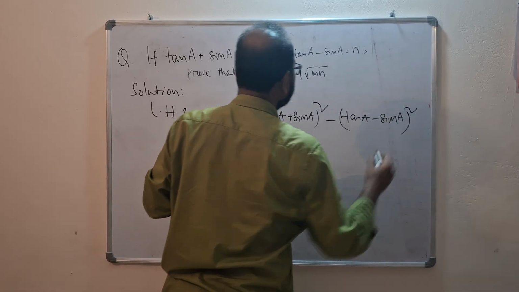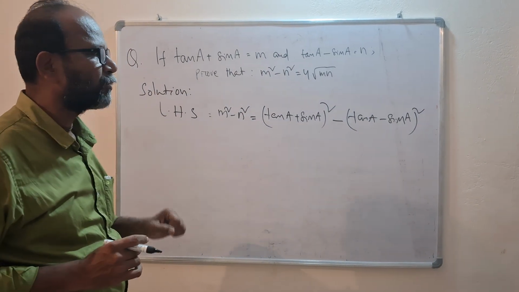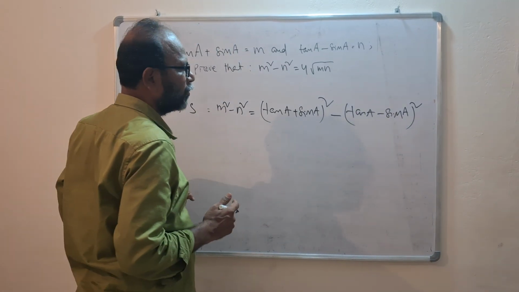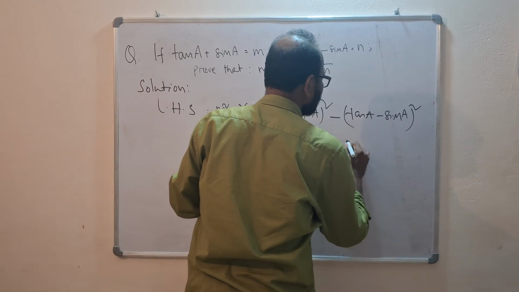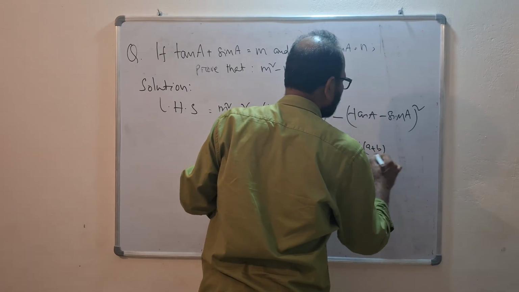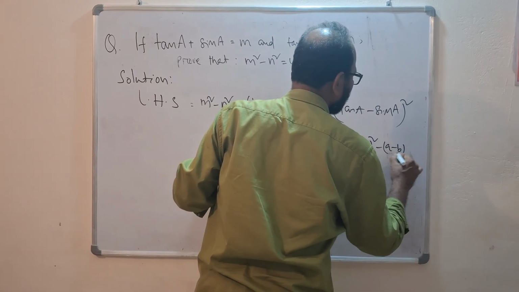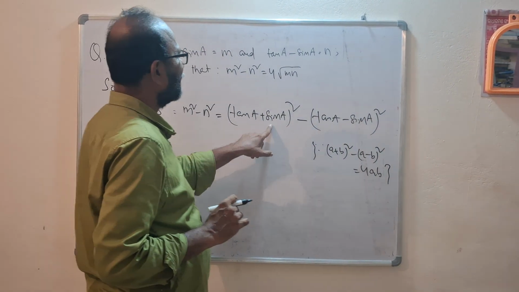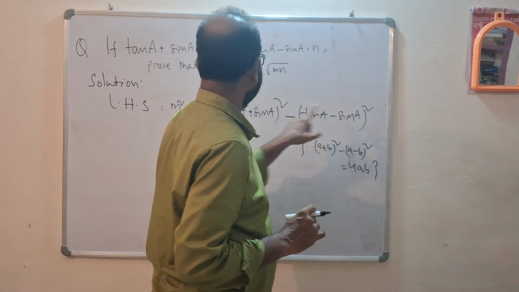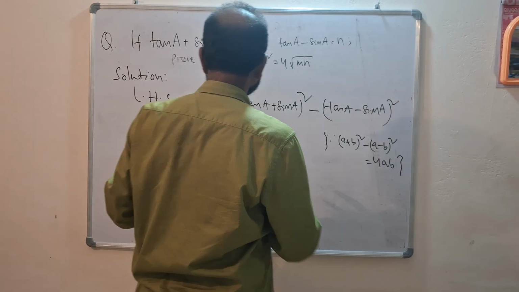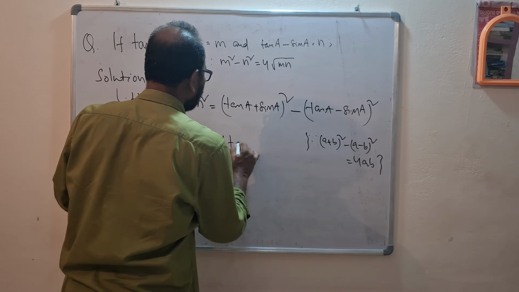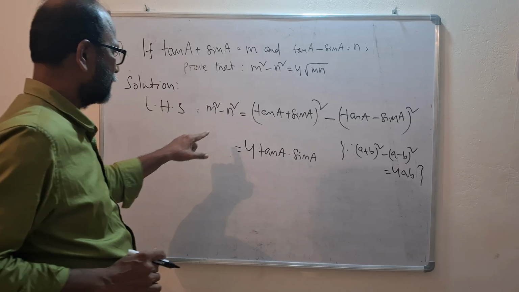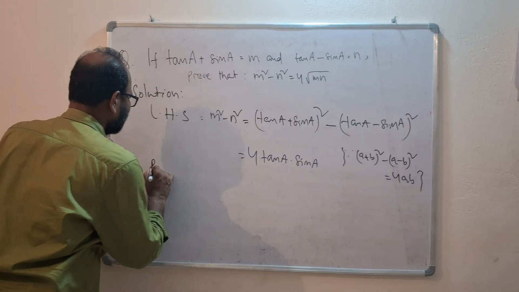whole square. So you know a plus b whole square minus a minus b whole square is equal to 4ab. You know the identity, a plus b whole square minus a minus b whole square is equal to 4ab. So what do you write? Tan A plus sin A whole square minus tan A minus sin A whole square, that is 4ab. So that is equal to 4 into tan A into sin A. This is the LHS.